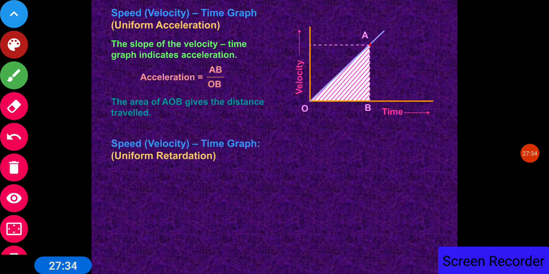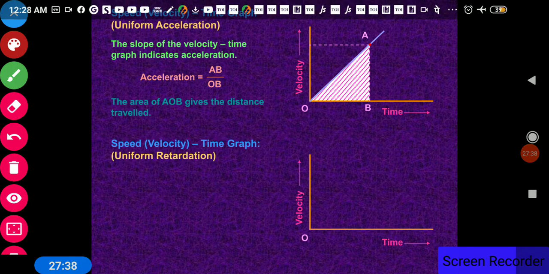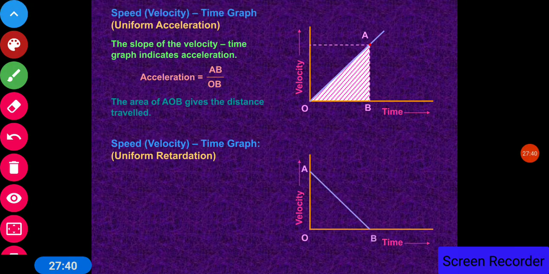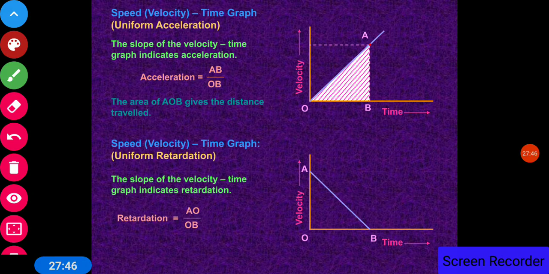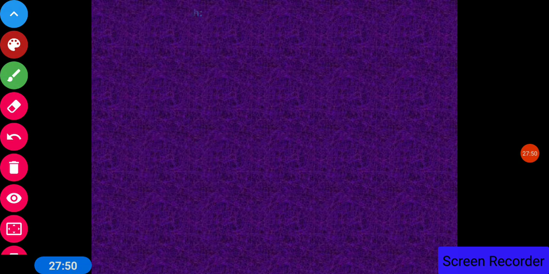Speed time graph, uniform retardation, time axis, velocity axis, origin. This is the retardation. So the slope of the velocity time graph indicates retardation. Retardation is equal to AO upon OB, and the area gives the distance travelled.